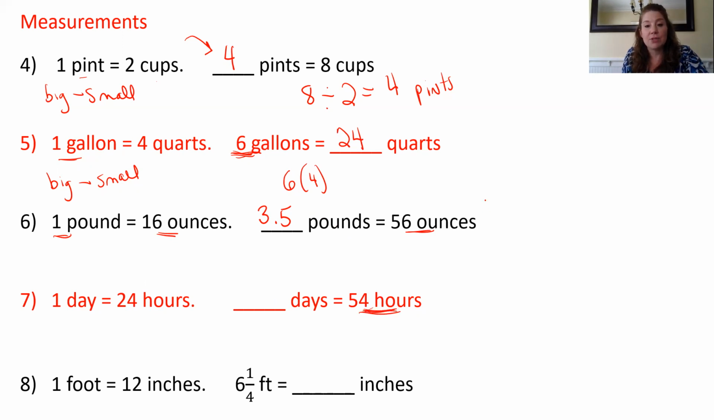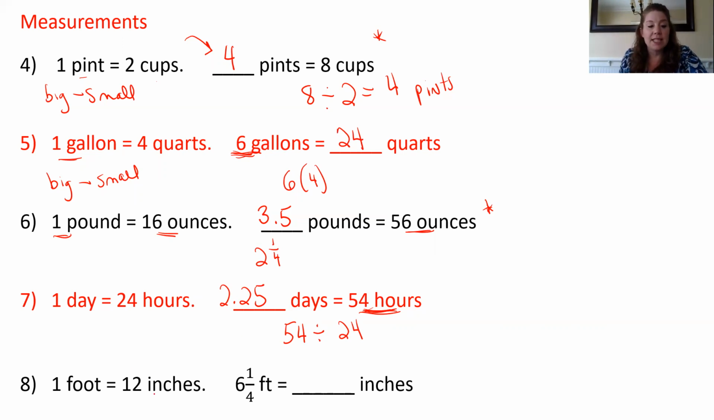All right, so number 7, if 1 day is 24 hours, how many days is 54 hours? This is similar to the top one. So what did we do on those? We divided. So we're going to take our 54 hours and divide by 24 hours. 54 divided by 24 is 2.25 or 2 1/4 days. Those are equivalent.